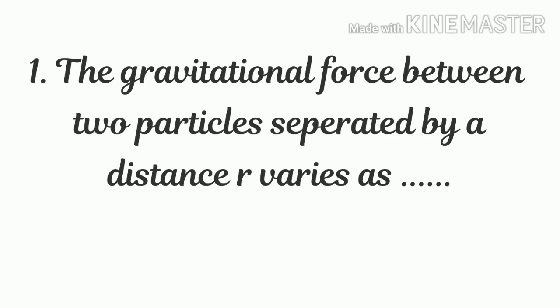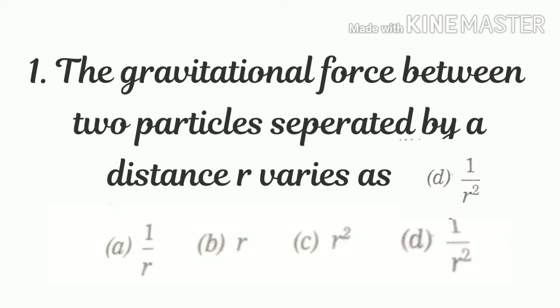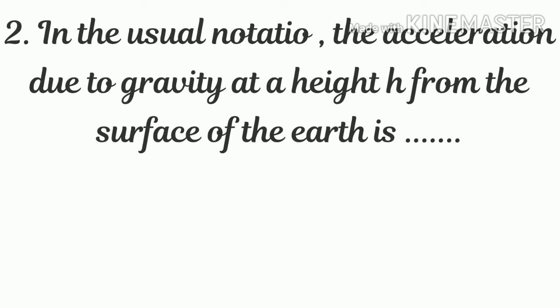First sub question: the gravitational force between two particles separated by a distance r varies as dash, and the options are A 1 upon r, B r, C r square, and D 1 upon r square. Correct answer is option D, that is 1 upon r square.